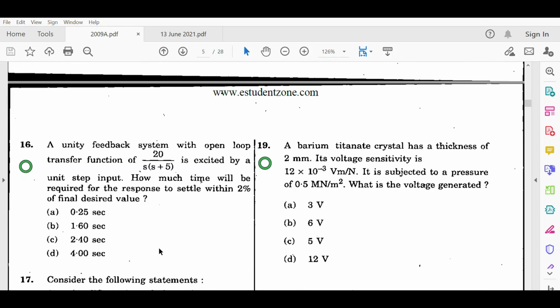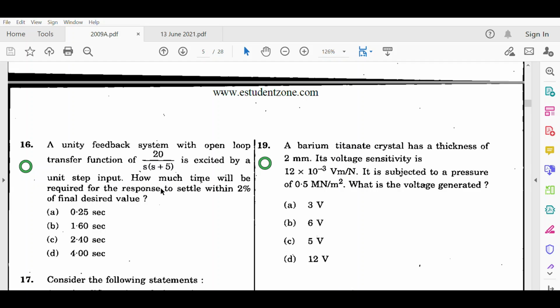This is a question from the control system topic. In this question they have asked us: a unity feedback system with open loop transfer function of 20 divided by s plus 5 is excited by a unit step input. How much time will be required for the response to settle within 2% of the final desired value?